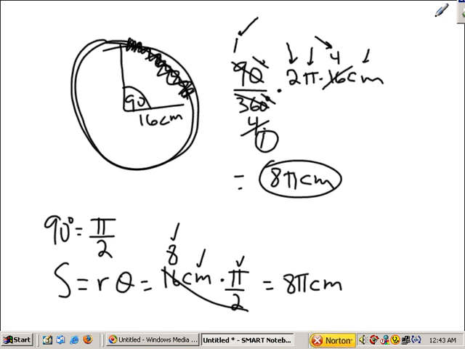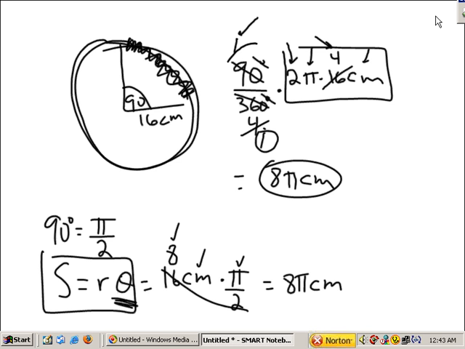So I guess I was a little bit mistaken. If you're going to use this formula, theta should be in radians. But you don't have to use that formula. You can use the circumference formula and take the proportion of it that you want. You want 90 out of the 360 degrees.